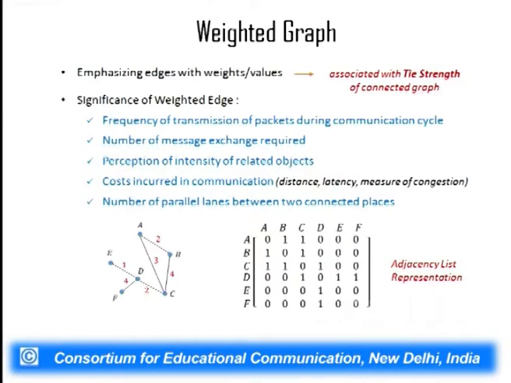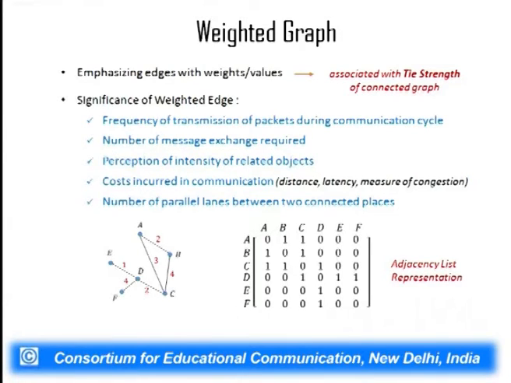So, the significance of weights, what could it be? It can be the frequency of transmission of packets during the communication cycle. Yes, that's very true. If the transmission of packets on a particular path is more, it means that particular link has been used again and again over time, and there must be some underlying reliability in that link. So the weightage of that link increases in terms of reliability.